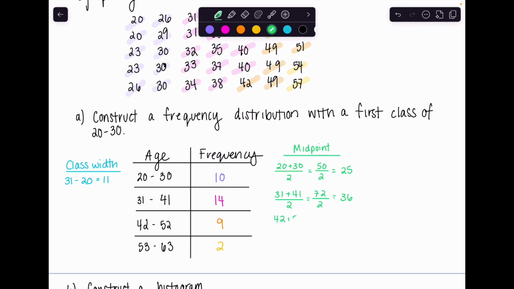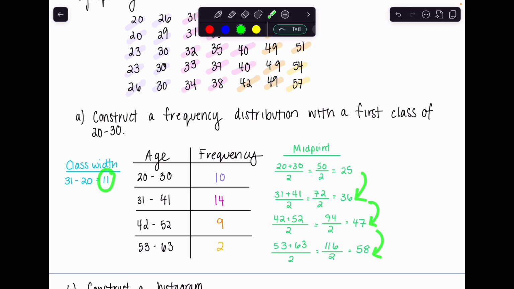Next group is 42 and 52, and then we divide that by 2. So that's 94 divided by 2, and that would give me 47. And then finally 53 and 63 divided by 2. Well, that's 116 divided by 2, which gives me 58. So these are the midpoints of each class. The other thing you can notice, to get from one midpoint to the other, you add 11. So plus 11, plus 11, plus 11, you're just adding that class width.